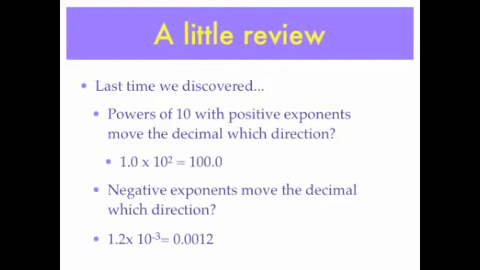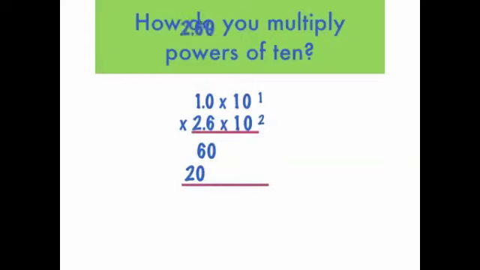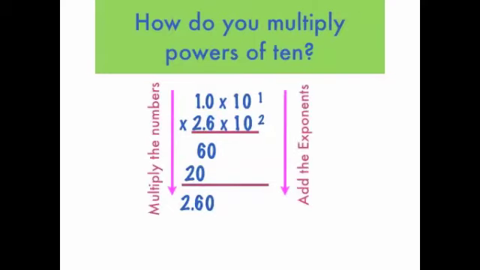1.2 times 10 to the negative 3 equals 0.0012. Which direction did the decimal point move? How do you multiply powers of 10? Let's multiply these two numbers, 1.0 times 10 to the first, which is just 10, but we're going to use this as an example, times 2.6 times 10 to the second. First thing we do is we multiply the numbers, and then we add the exponents to get 2.6 times 10 to the 3.